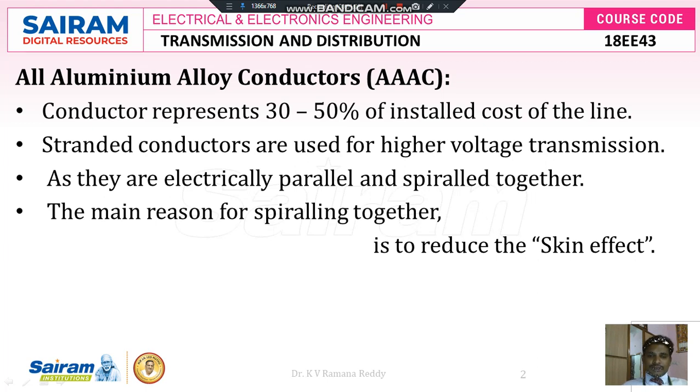That means if you take one bundled conductor, in a bundled conductor there is a group of strands. The group of strands are electrically parallel and spiral together. The main reason for spiraling together is to reduce the skin effect. What is meant by skin effect?